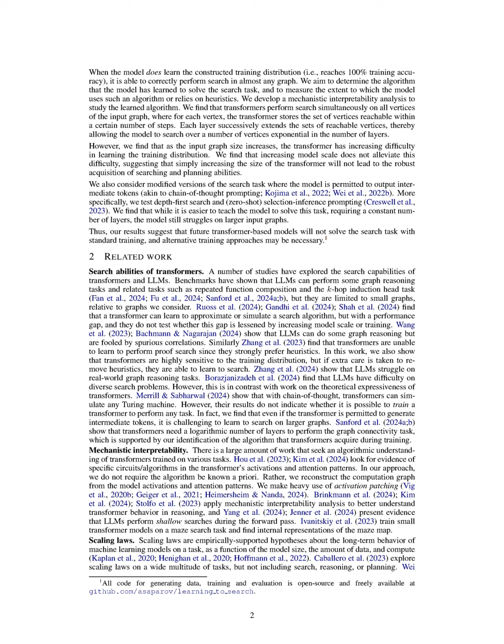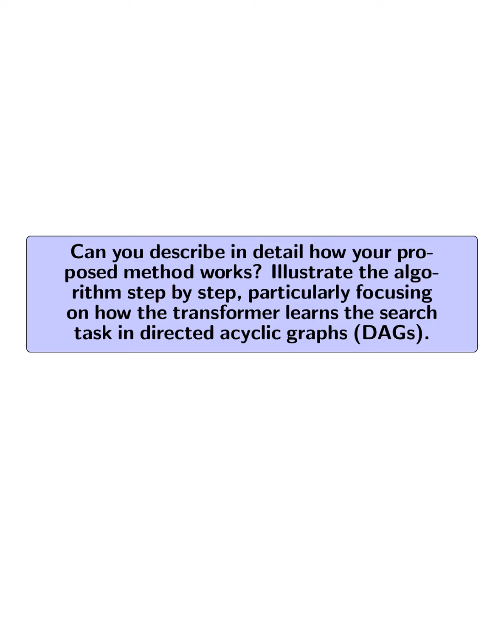Ultimately, the research highlights that simply increasing model size does not inherently improve search performance, indicating the need for alternative training strategies. Can you describe in detail how your proposed method works? Illustrate the algorithm step by step, particularly focusing on how the transformer learns the search task in directed acyclic graphs, DAGs.